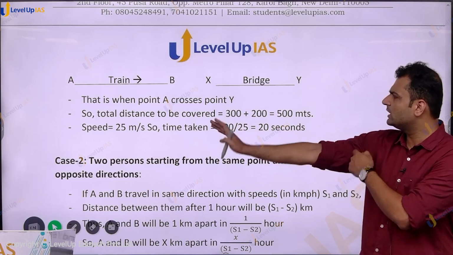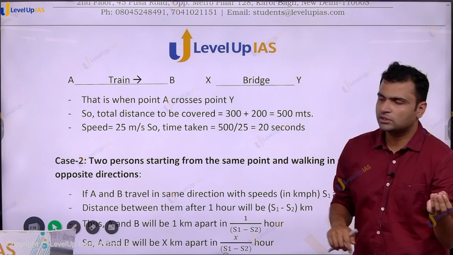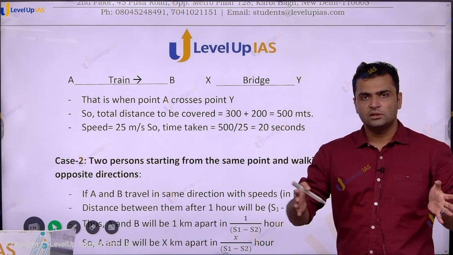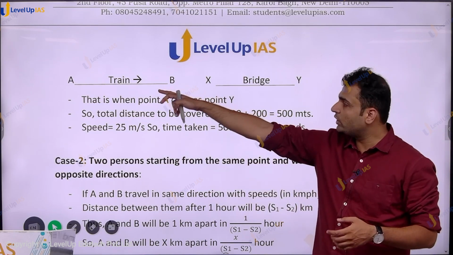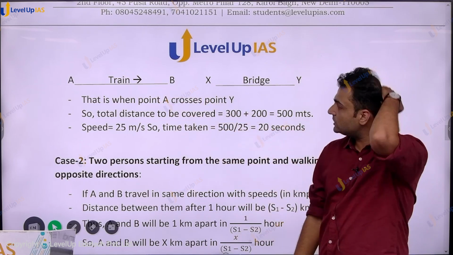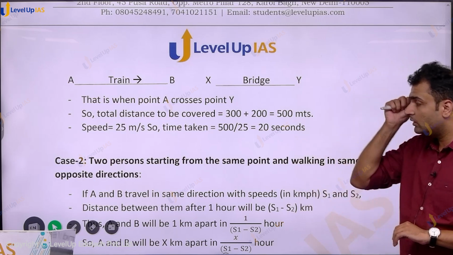Major thing I wanted to convey here is what do we mean by crossing the bridge? Crossing the bridge is covering the bridge, length of bridge plus the length of train. As when the last point of train leaves the last point of bridge, then only we can say that the train has covered or passed the bridge.